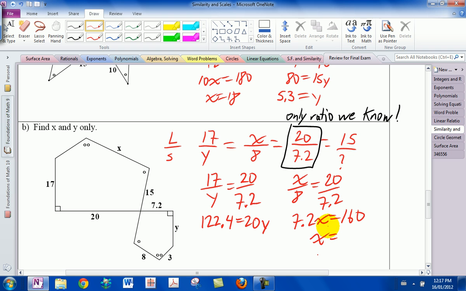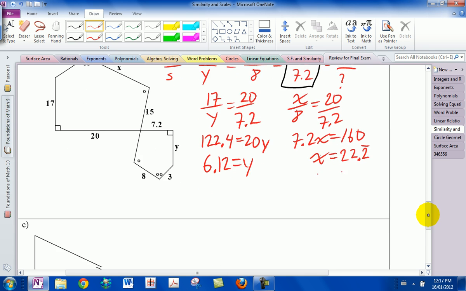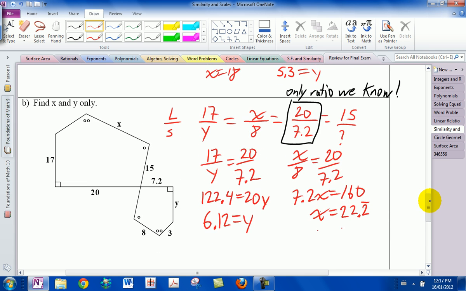Yeah, go for it. Okay, so y equals 6.12 and x equals 22.2 repeating. Any questions?